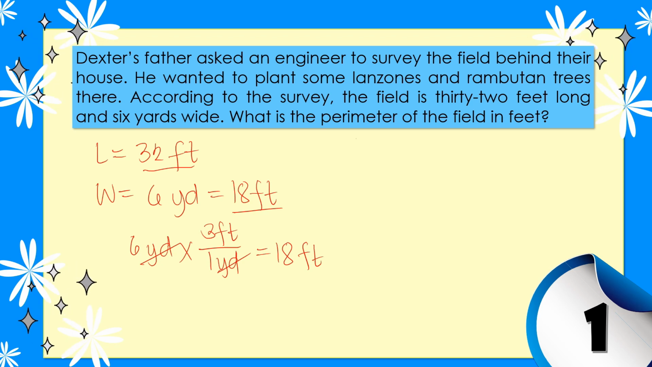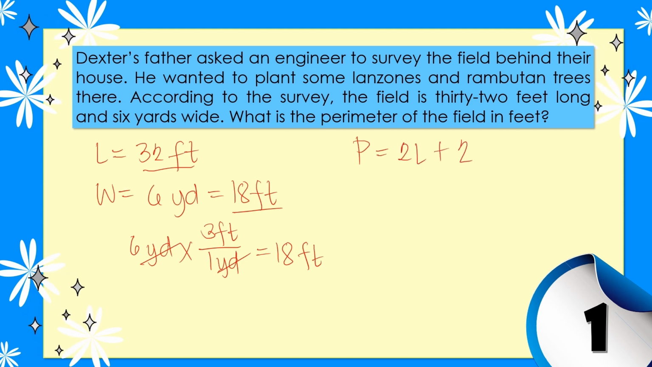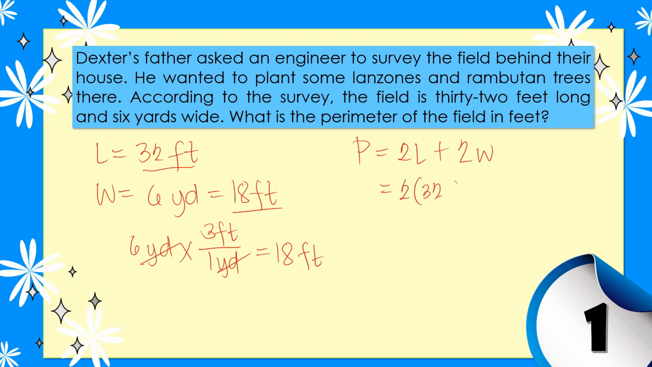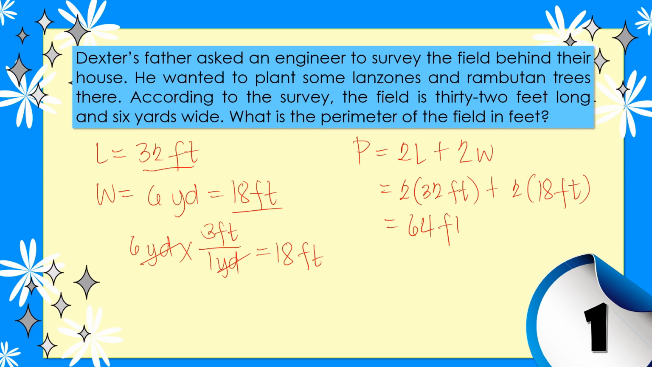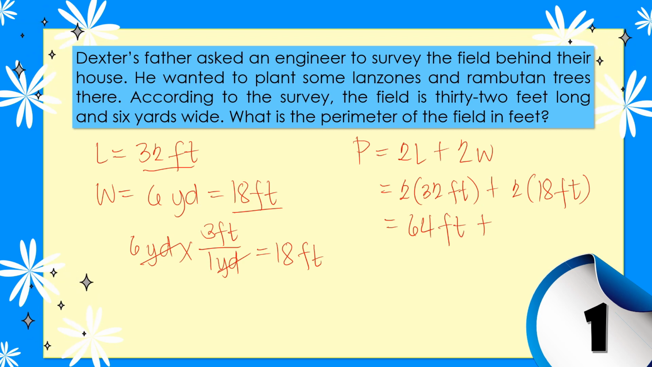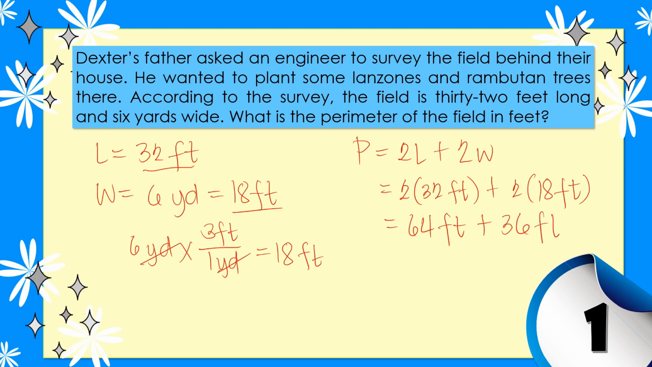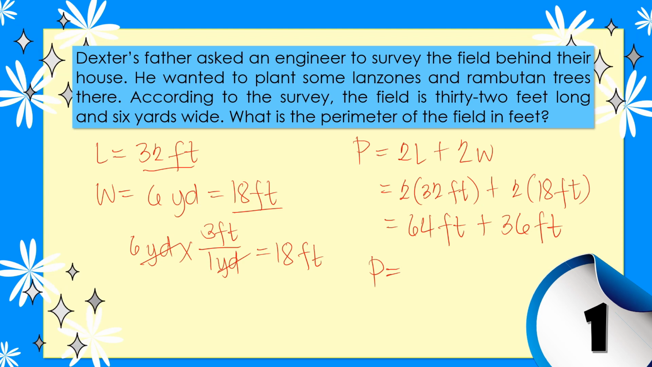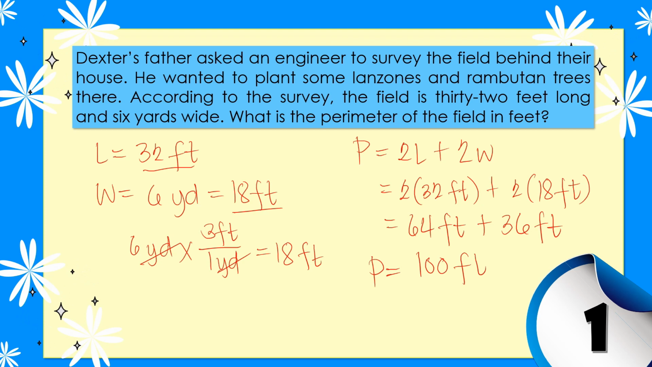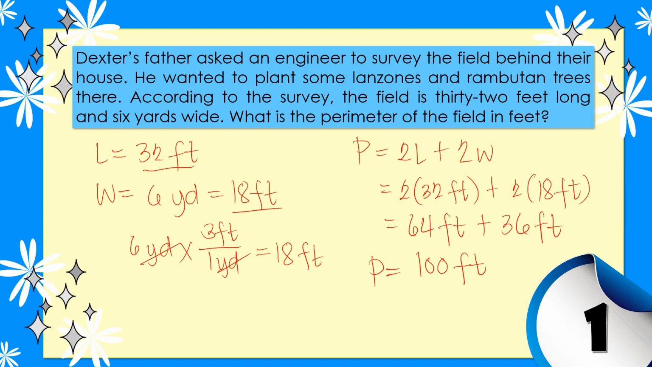So, alam natin na ang formula for perimeter is equivalent to twice the length plus twice the width. So, i-plug in natin yung given values. 2 times 32 feet plus 2 times 18 feet. Ang 2 times 32 feet ay 64 feet. At ang 2 times 18 ay 36 feet. Now, i-add natin sila para makuha natin yung perimeter. So, 64 plus 36, you will get 100 feet. 100 feet ang perimeter ng field.